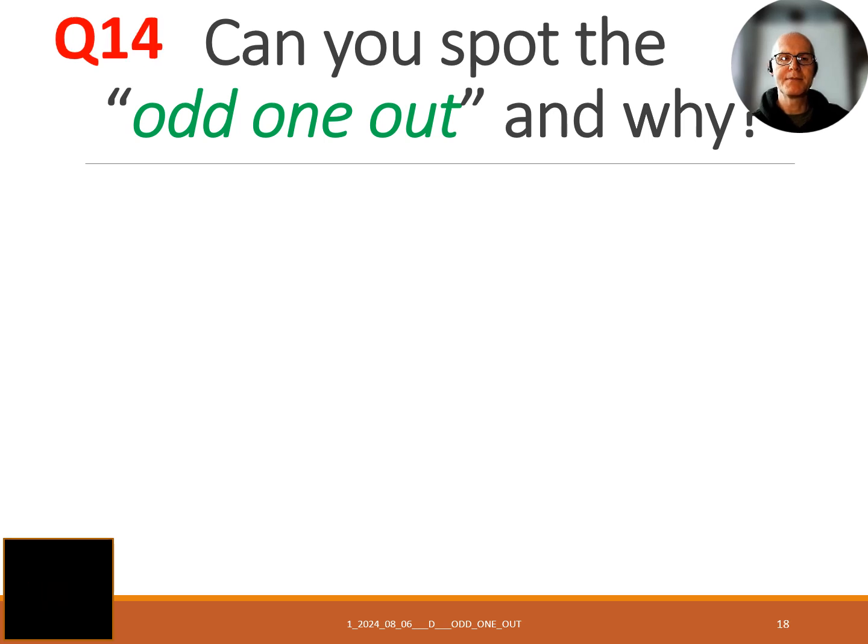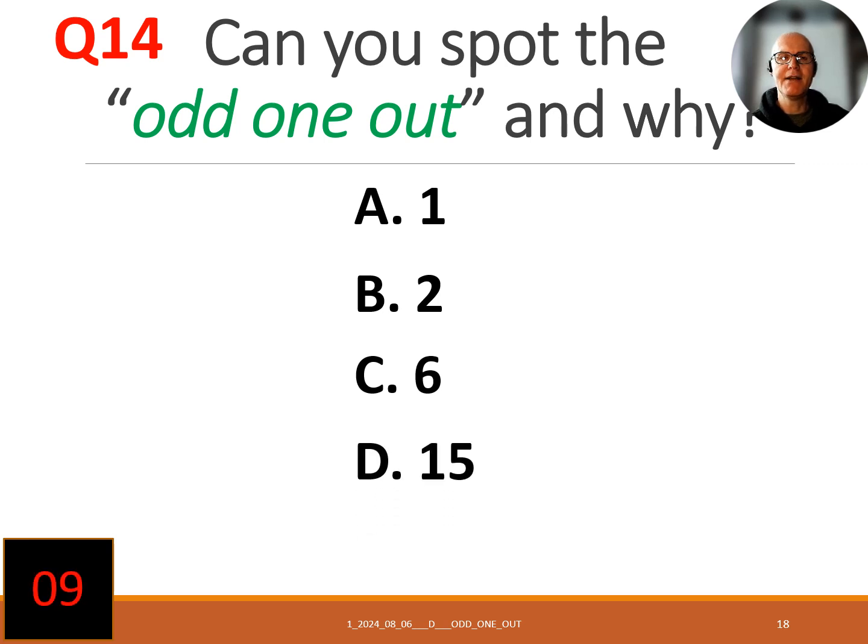Question 14. A, 1. B, 2. C, 6. D, 15. What's the odd one out from these 4 numbers and why?